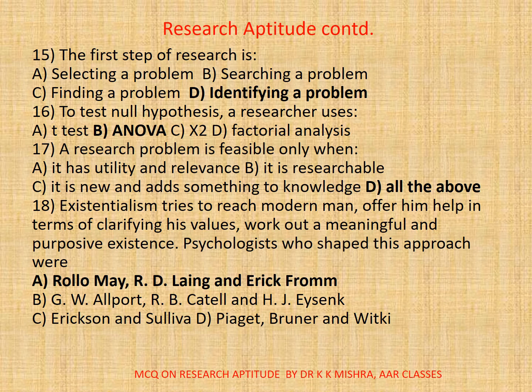By the way, question number 17. A research problem is feasible only when A. It has utility and relevance, B. It is researchable, C. It is new and adds something to knowledge, or D. All. Your correct option is D. All. 18. Existentialism tries to reach modern man, offer him help in terms of clarifying his values, work out a meaningful and purposive existence. Psychologists who shaped this approach were, correct option is A, Rollo May, R.D. Laing and Erich Fromm.